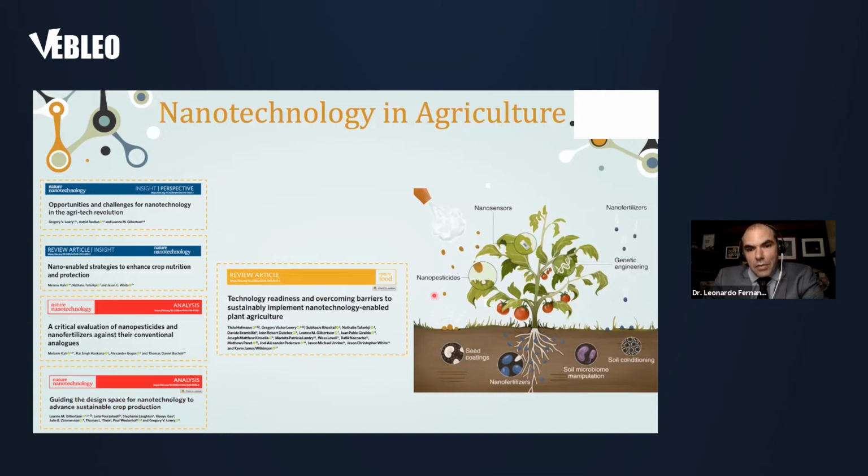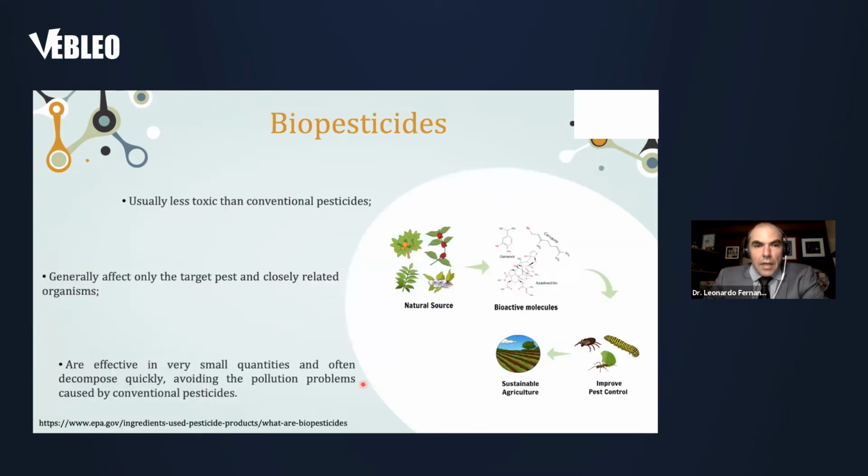It's important to consider that nanotechnology can be used as nanopesticides. We can use nanosensors to check the stage of plant development, or if you have some pathogens infecting plants. It's possible to use nanotechnology as nanofertilizers. It's possible to apply nanotechnology in genetic engineering. We can use it in seed coating. So there are a lot of possibilities to use nanotechnology in agriculture.